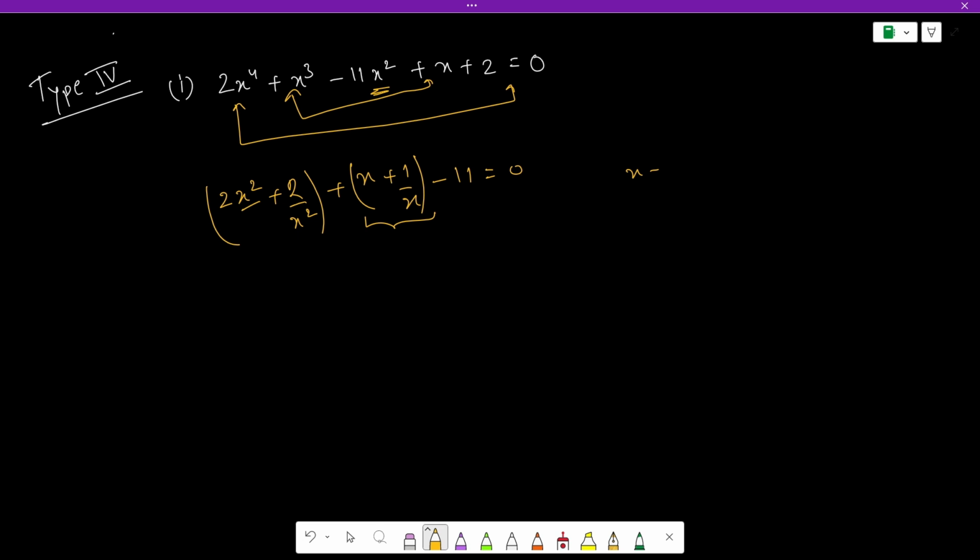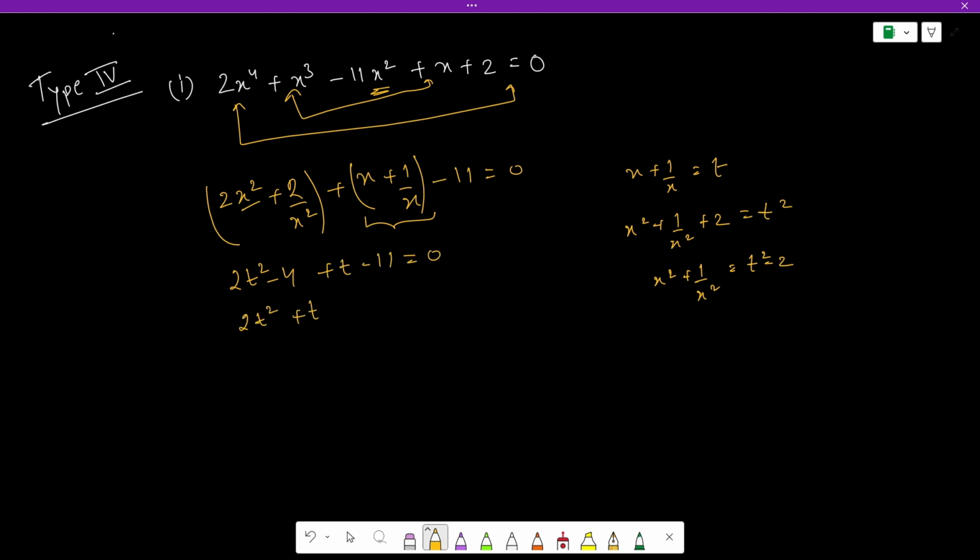Now we can substitute, let's say x plus 1 by x equals t, and we can now figure out x squared plus 1 by x squared by squaring this. So we get x squared plus 1 by x squared plus 2 equals t squared. So x squared plus 1 by x squared is t squared minus 2. Now let's substitute them. So this is 2t squared minus 4 plus t minus 11 equals 0. 2t squared plus t minus 15 equals 0.